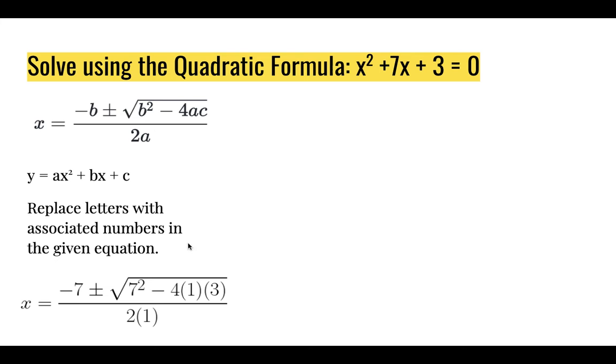Now, you might notice that this formula has a plus or minus in it, which means it can give us two different answers, one where we use the plus and the other where we use the minus. And that's how we get two answers out of this one equation. So let's clean this up a little bit.